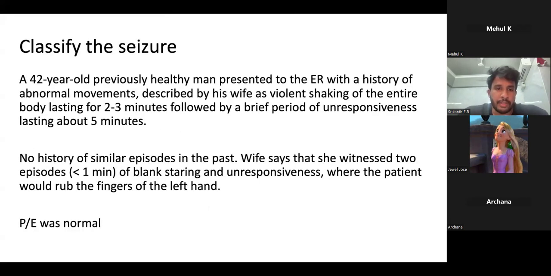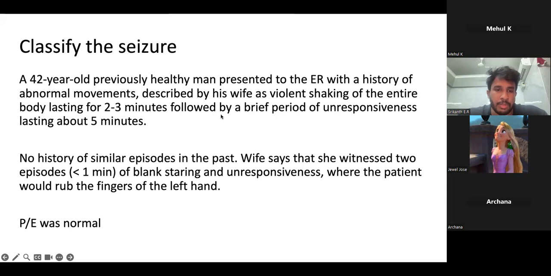So now, if I was to ask you what type of seizure this is, what is clear from this history is that the patient has had abnormal movements, that is, violent shaking of the body, lasting for 2 to 3 minutes, followed by a brief period of unresponsiveness lasting for about 5 minutes. So it's a typical tonic-clonic seizure with a postictal phase.